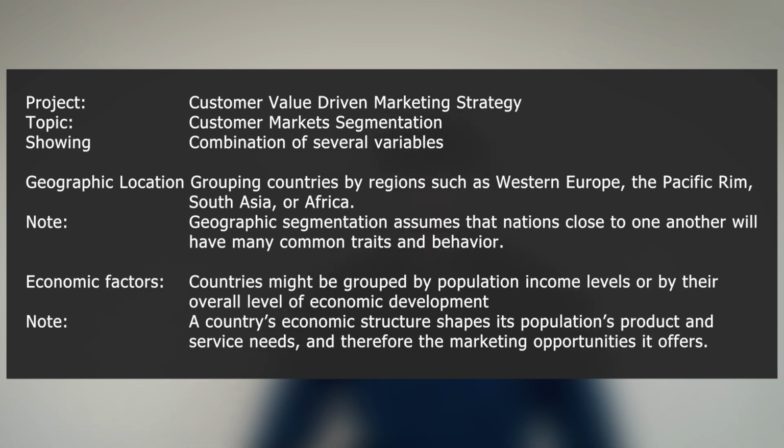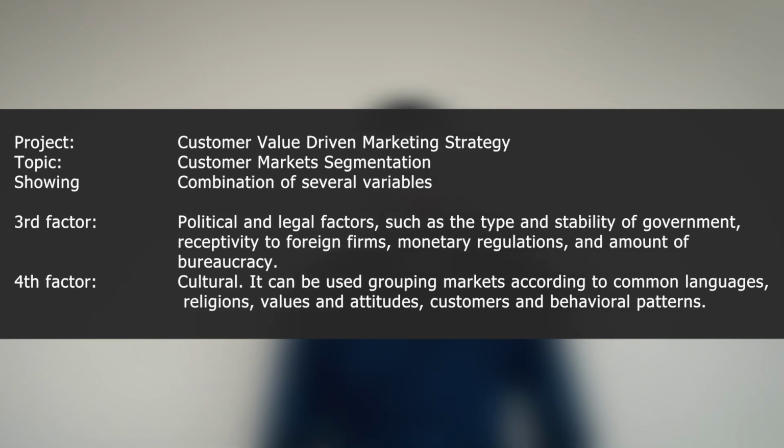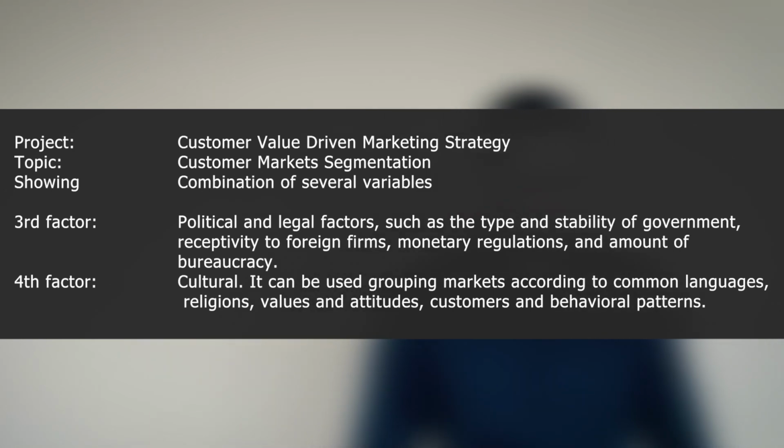Another variable is economic factors. Countries might be grouped by population, income levels, or by their overall level of economic development. A country's economic structure shapes its population, product, and service needs, and therefore the marketing opportunities it offers. A third factor in segmentation is political and legal factors, such as the type and stability of the government, receptivity to foreign firms, monetary regulations, and amount of bureaucracy.